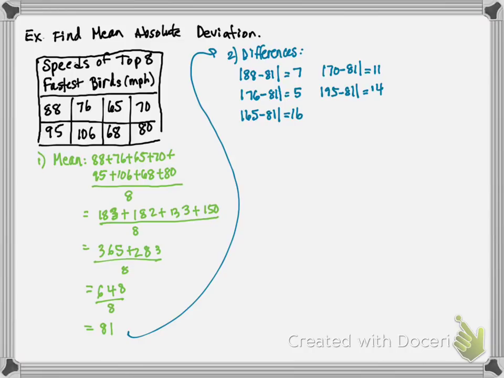And then we've got 106 take away 81. That's going to give me a 25. And then we're going to have 68 take away 81. So it's really 81 take away 68. Let's see, that gives me 17. No, that's not right. 13. Yep, 11 take away 8 is 3. Last one, 80 take away 81 is going to give me a negative 1, but the absolute value makes it a positive 1.